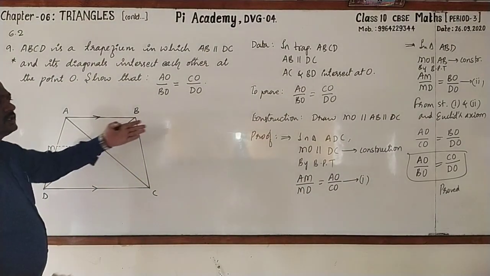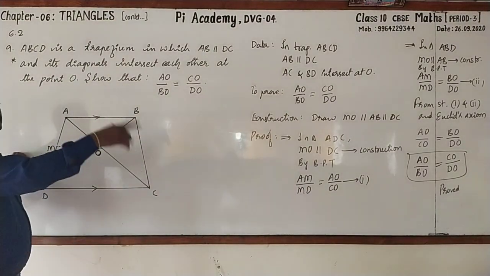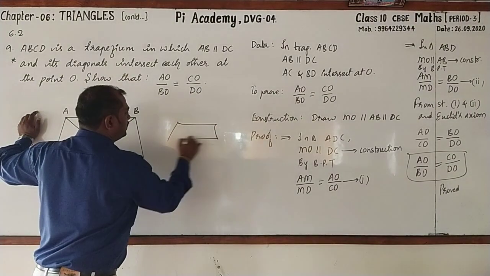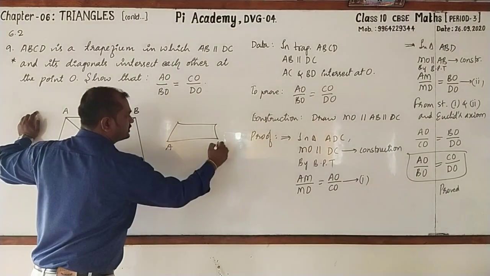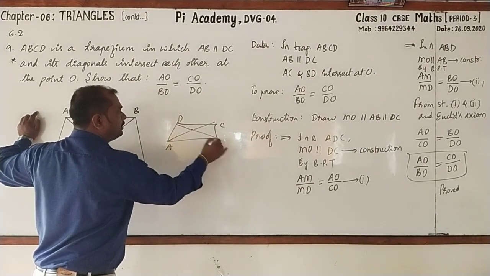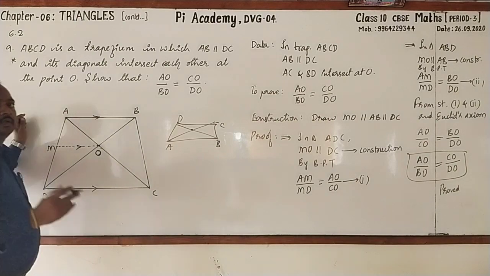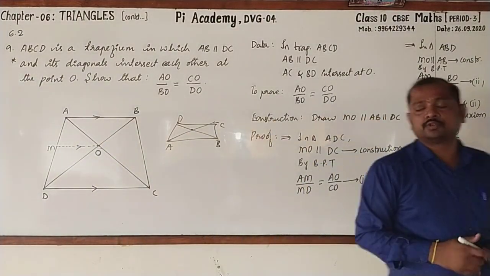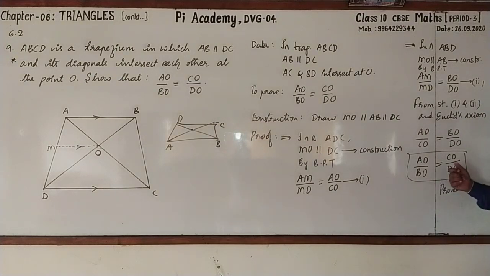Very simple thing. See that you just remember that statement: AO by BO equal to CO by DO. Even if you take the trapezium like this, A, B, C, D, again AO by BO is equal to CO by DO. It is much needed to remember. The reason is there is a chance of problems being given on this. Yes, copy this.